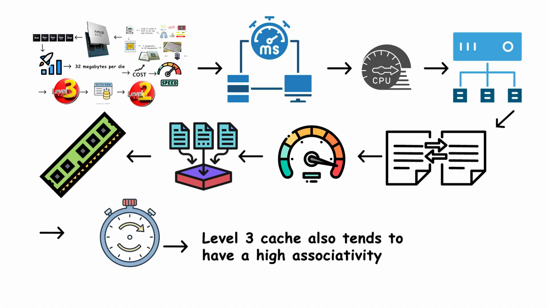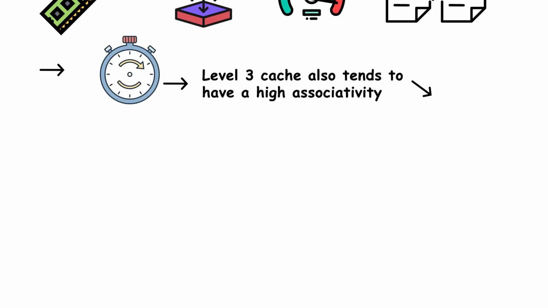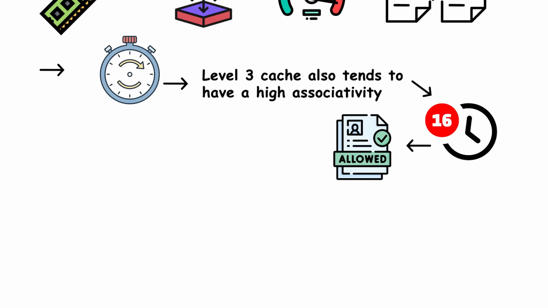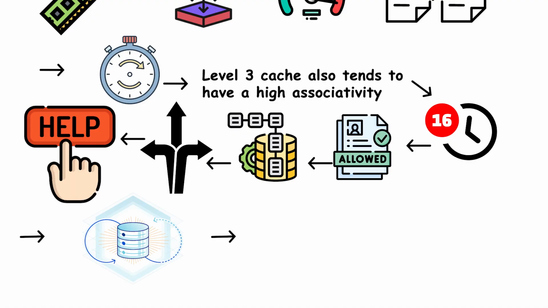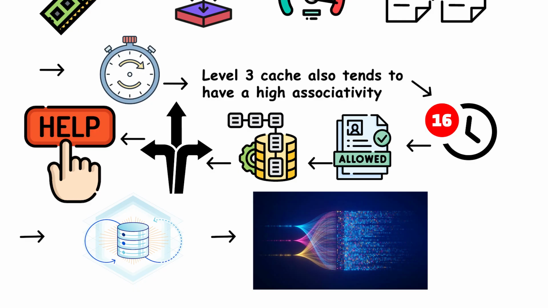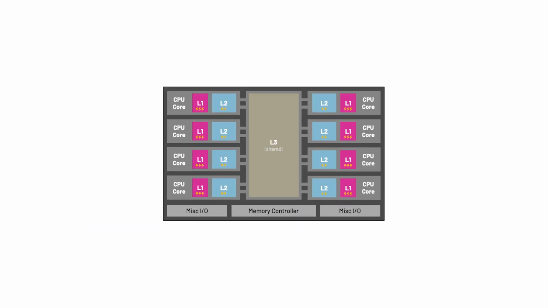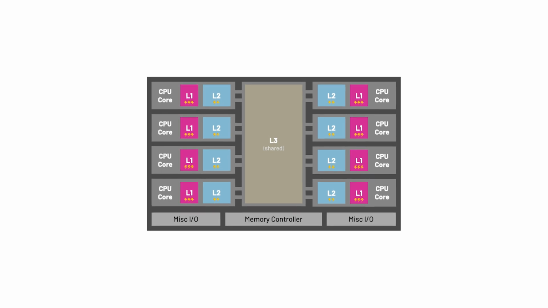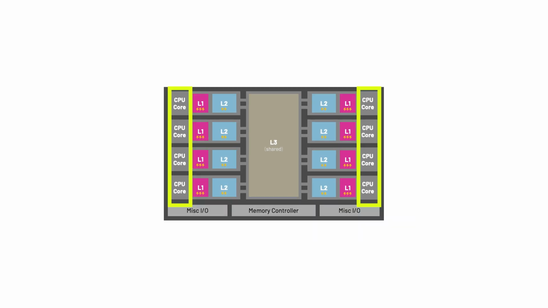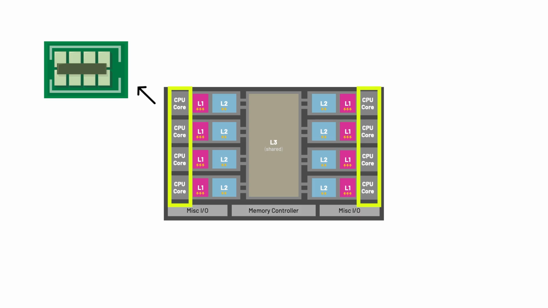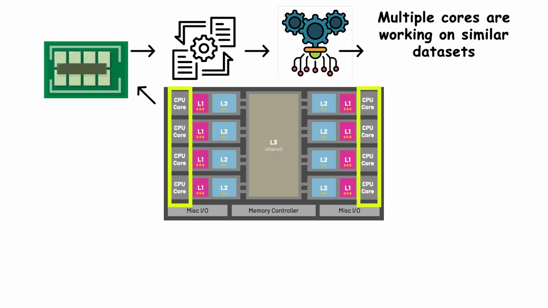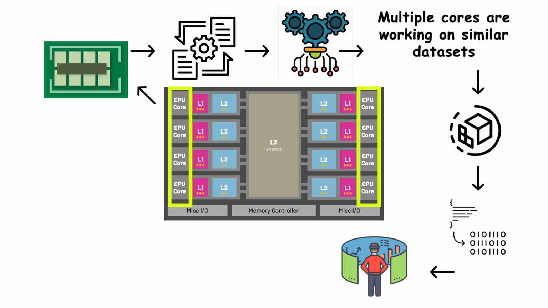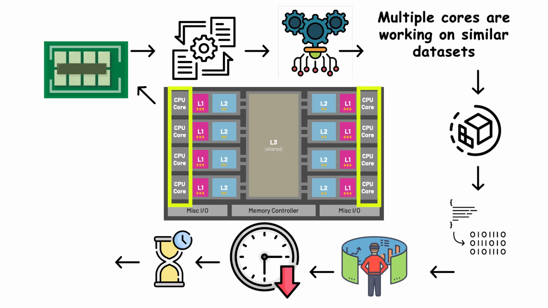Level 3 cache also tends to have a high associativity, often 16-way or higher, allowing it to store and find data blocks with much more flexibility. This helps keep cache hit rates high, even with massive amounts of data being shuffled around between cores. Architecturally, level 3 cache often sits as a large ring that connects all CPU cores. Each core can access it through high-speed internal buses, which allows data sharing without major slowdowns. This design is crucial for workloads where multiple cores are working on similar datasets, like rendering, compiling, or simulations, because it reduces the time spent waiting on memory transfers.